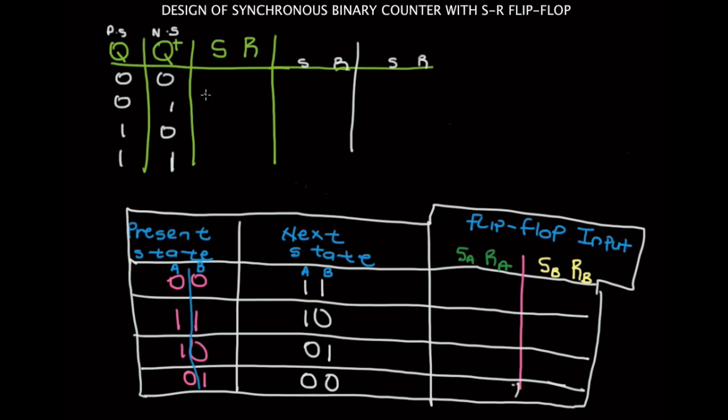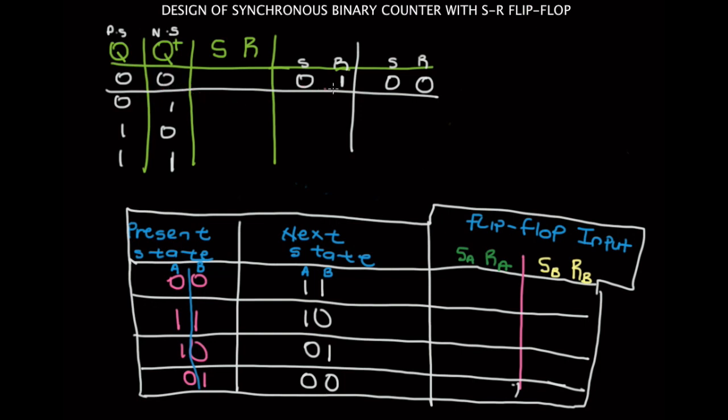There are 2 things that can happen. It's either your reset was 1 and your set was 0, or your set was 0 and your reset was 0. Because if your reset was 1, your next state was going to be 0 no matter what. But if your set was 0 and your reset was 0, that means nothing happened from the transition from the present state to the next state.